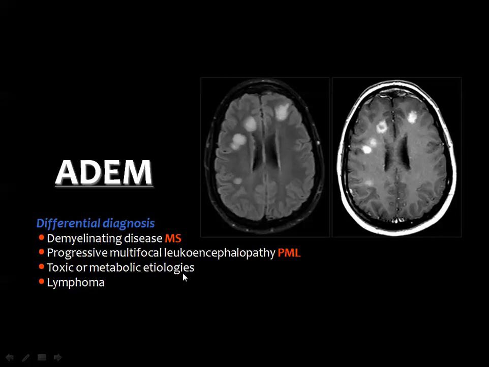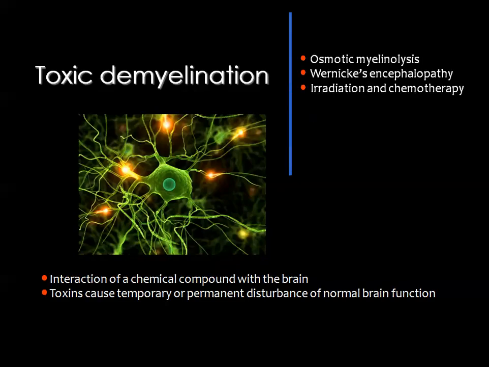Toxic and metabolic etiologies and also lymphoma may have similar findings, but in lymphoma, the lesions are usually enhancing, whether homogeneous or heterogeneous, according to the immunologic state of the patient. Then we came to the toxic demyelination. We would like to handle here the osmotic myelinosis or myelinolysis or central pontine myelinolysis, Wernicke encephalopathy, and the effect of radiation and chemotherapy on the brain.